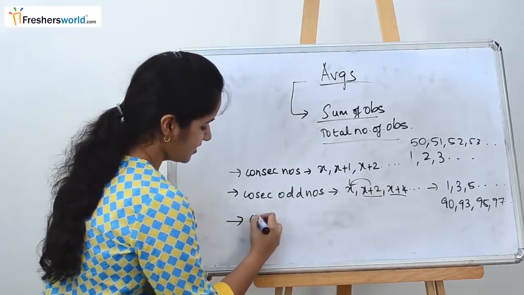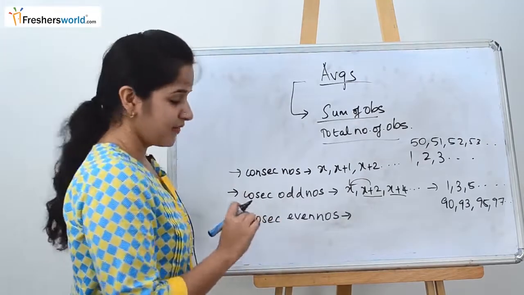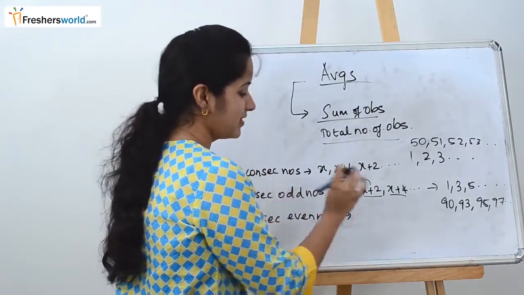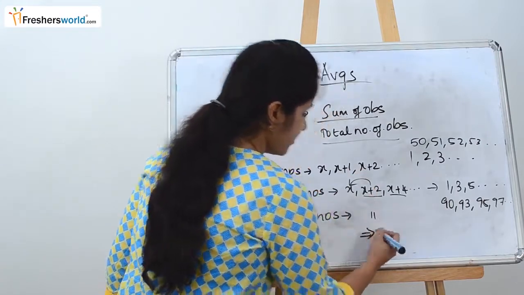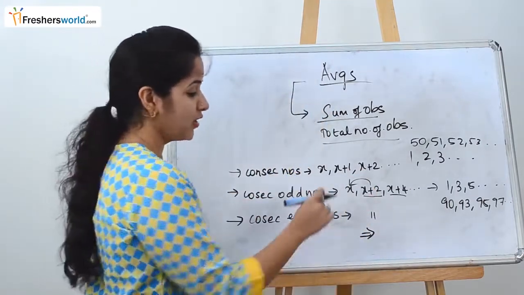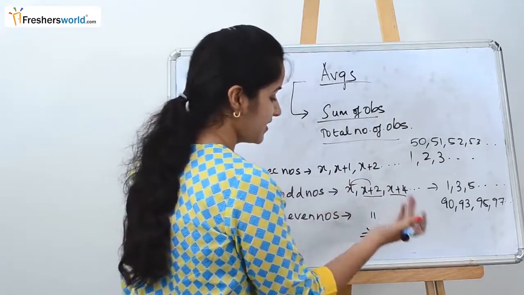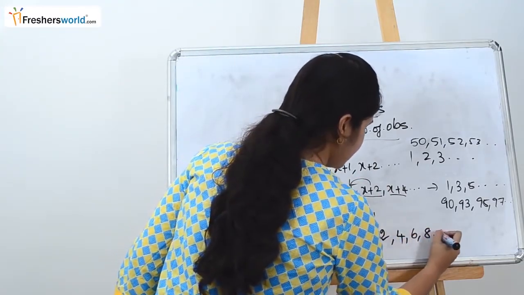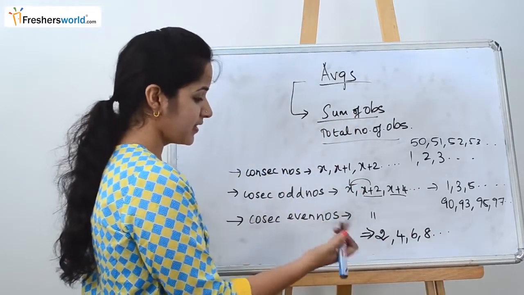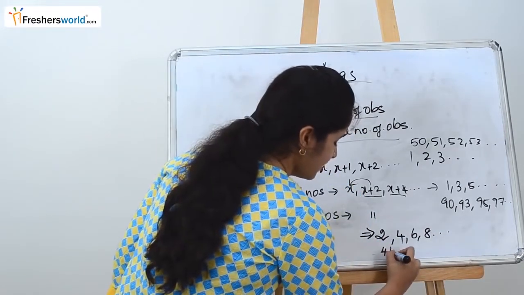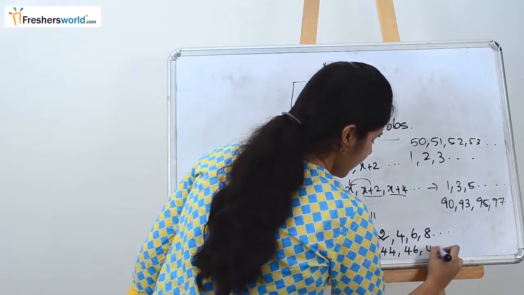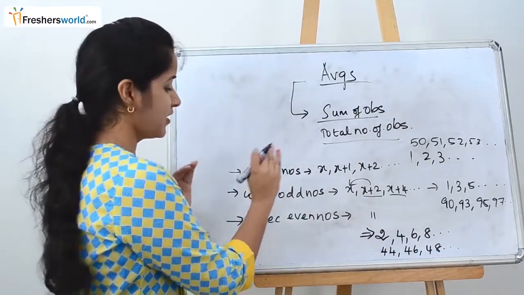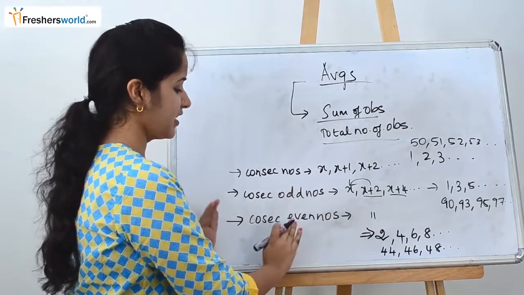So let's take consecutive even numbers. Here the formula is the same as consecutive odd numbers. So this changes based on the value of x that you take. Let's take x as 2. So it becomes 2, 4, 6, 8 and so on. Let's take x as 44. So it becomes 44, 46, 48 and so on. So now you understand the concept of consecutive numbers, consecutive odd numbers and consecutive even numbers.